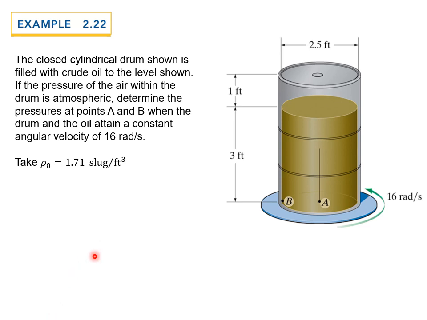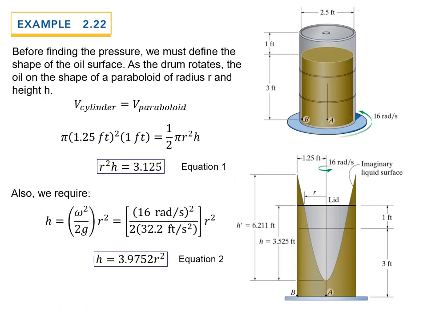So he works an example, 2.22. He's got a cylindrical drum full of oil. The oil has a density of 1.71 slugs per cubic foot, and it's rotating at 16 radians per second. He shows us the dimensions of the tank. Before finding the pressure, we must define the shape of the oil surface.